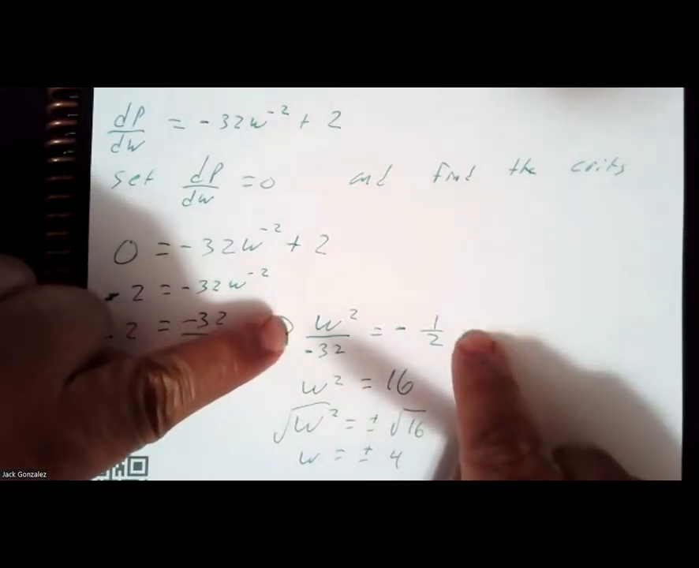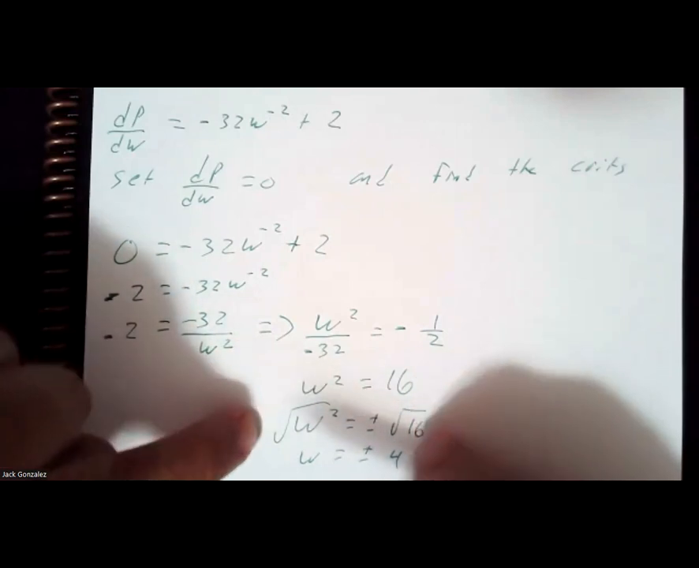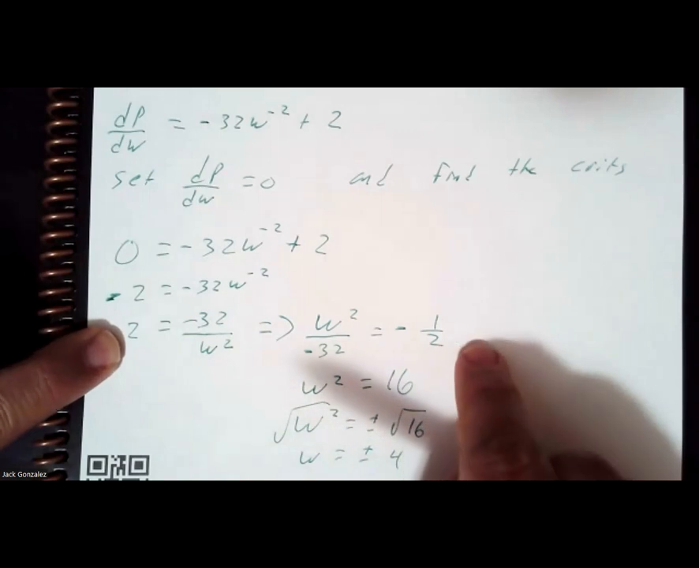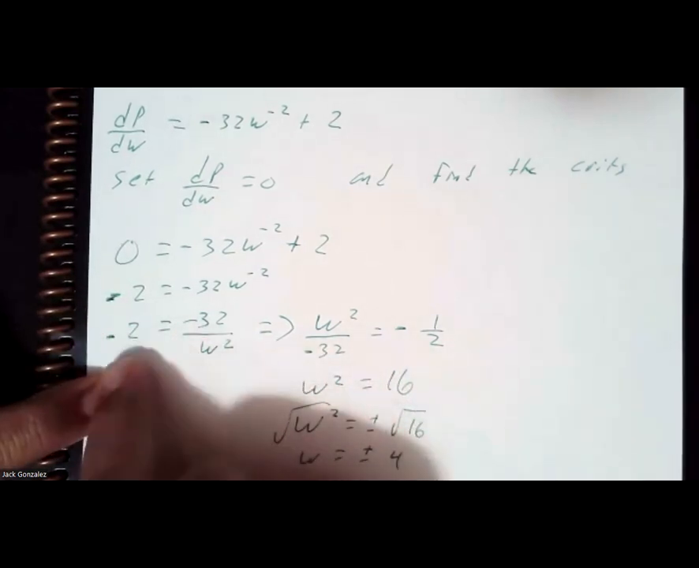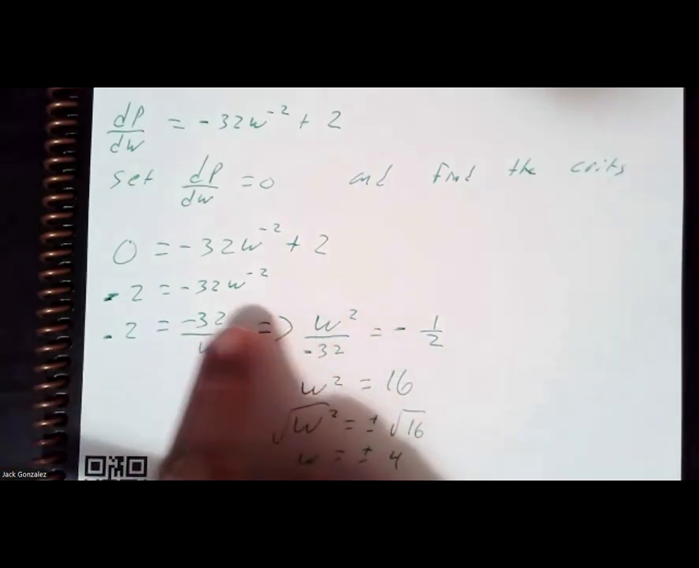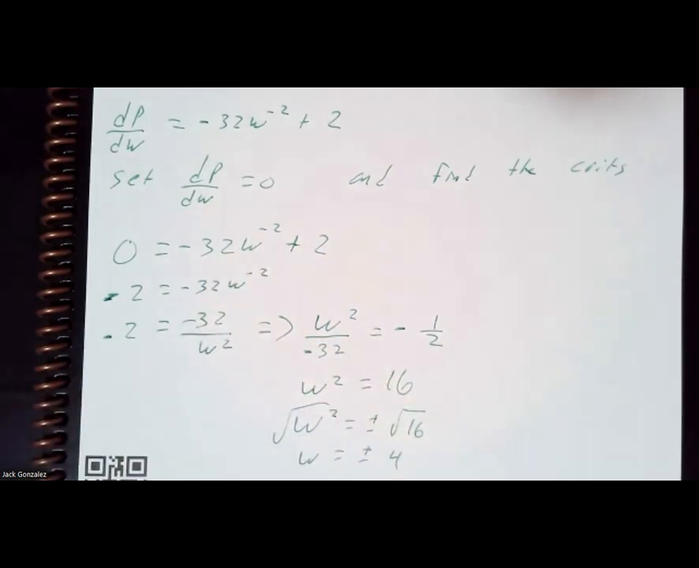Multiplying both sides by negative 32 gets me to there. Square root both sides gets me to plus or minus 4. There's many ways to do this. I was just doing the shortest thing I could think of. You could do a cross multiplication or however you want to think about it. It doesn't matter. Just make sure we're just solving for W. That's all. Good.